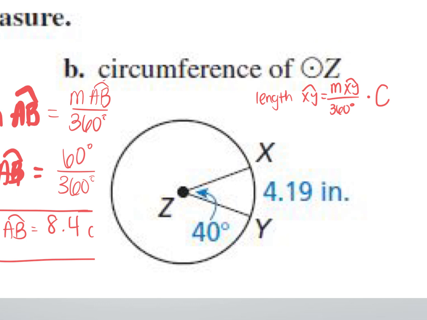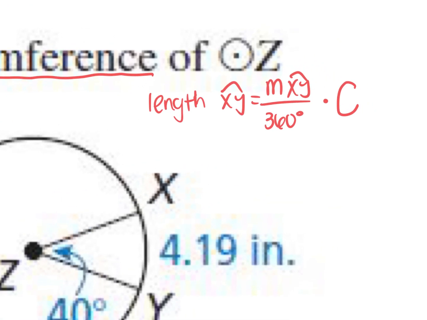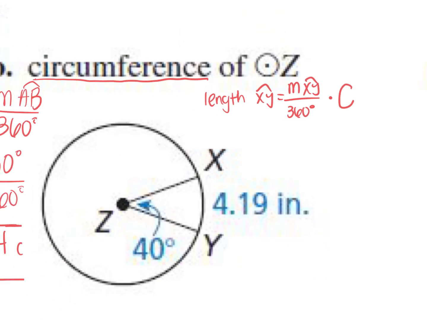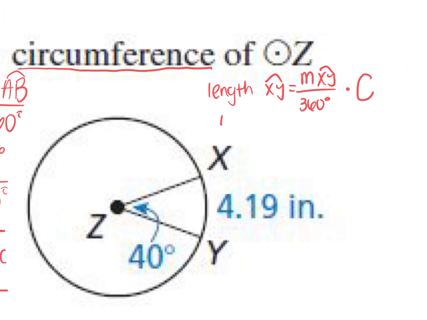What are we trying to solve for? Circumference. So do you guys agree that if I leave this as C, as long as I solve for C, I'm going to be fine? So it's advantageous to leave it as C and not to leave it as 2 pi r. So let's find the length of XY. We know what the length of XY is. What is it? 4.19 inches. Very good. Equals, what's the measure of the angle? 40 degrees over 360 degrees times our circumference, C.